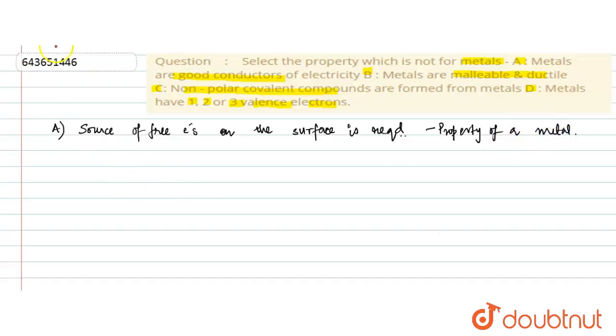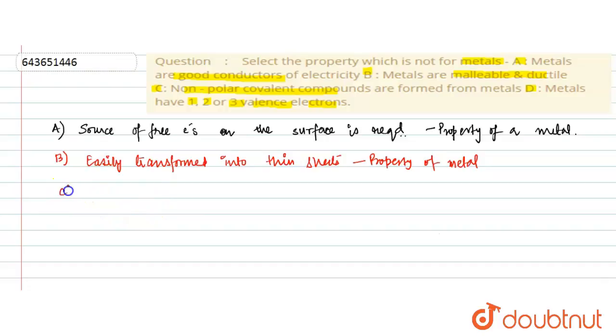Next, option B. Metals are malleable and ductile. Yes, metals are malleable and ductile because they can be easily broken into smaller pieces, and they can be easily transformed into thin sheets. Easily transformed into thin sheets shows their ductility, and being broken into smaller pieces shows their malleability. That is why this is also a property of metal. B is also a property of metal.